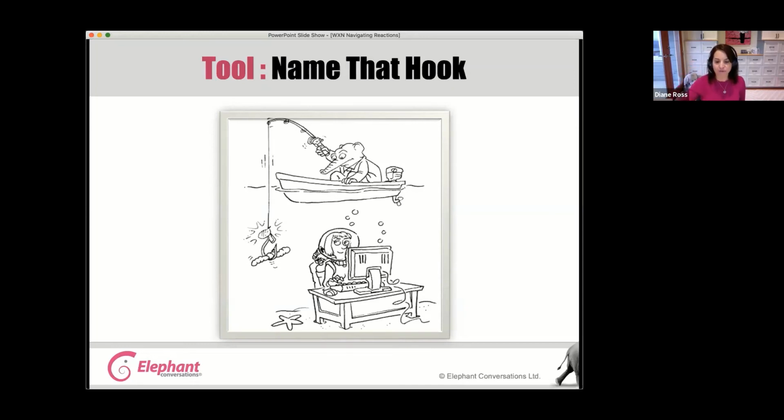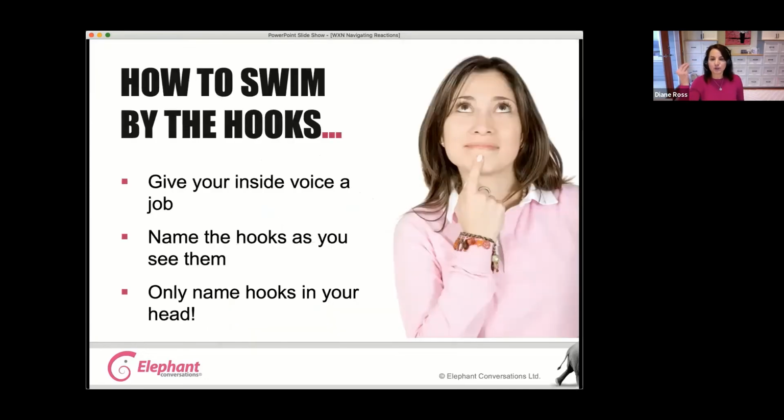So naming it in your head, of course not out loud, first of all gives your inside voice a job to do, but it also helps you stay focused on what? Your why. Why does this matter? Why do I care? Why am I telling this person? Why am I sharing this? So you can stay focused on what matters. Sometimes it feels like this person is doing everything they can, and we've all been in situations like that, to get me to have some kind of reaction. I get to choose, right?